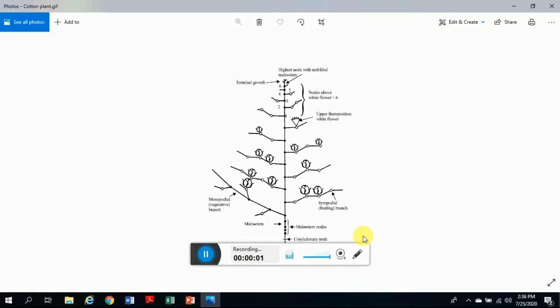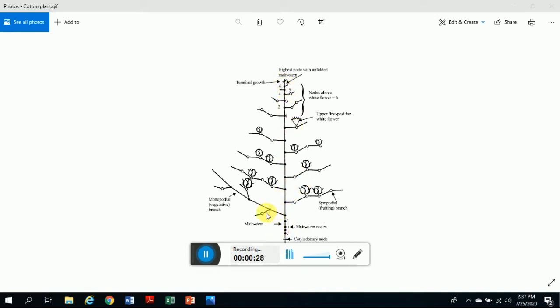Students, look at the picture we have started with. First of all, look at this, that is a cotyledonary node. After that cotyledonary node, there are 3 to 4 nodes that are called main stem nodes: 1, 2, 3 and 4. Basically it is the main stem node of cotton, and this is the main stem of the cotton.